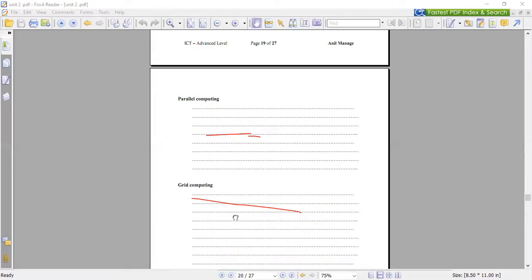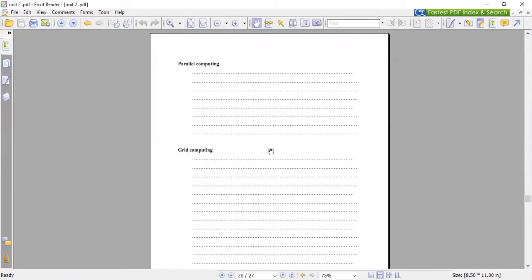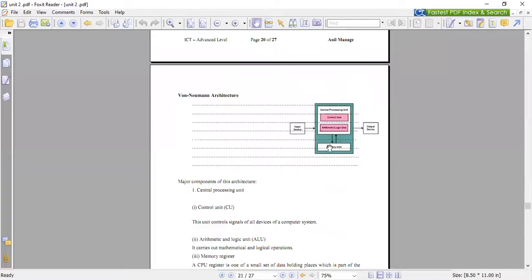Then we'll go to von Neumann architecture. This is the architecture that nowadays computers are also using. You can see that input devices are there, output devices are there, then the central processing unit. Under the central processing unit, you get the control unit and arithmetic unit. Then there's another unit called the memory unit. So this is called von Neumann architecture.